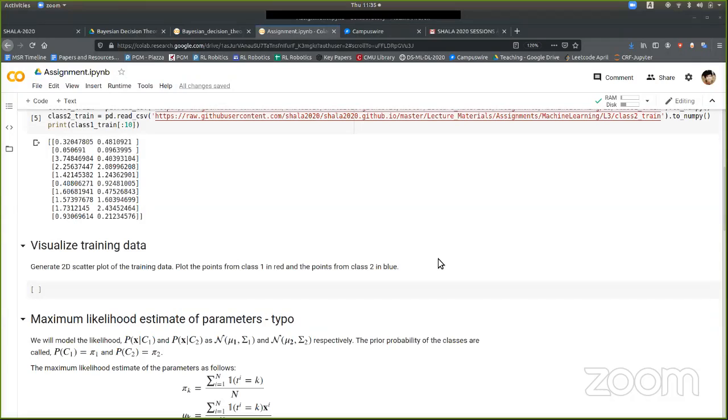Two separate scatter plots will come, right, for class 1 and class 2? Sorry, I did not get you. Could you tell it once again? So we have to draw a scatter plot for class 1 and class 2, right? There are two separate scatter plots, right?